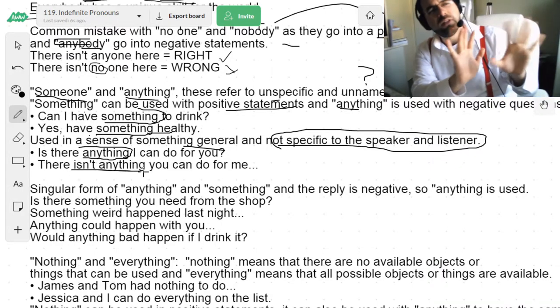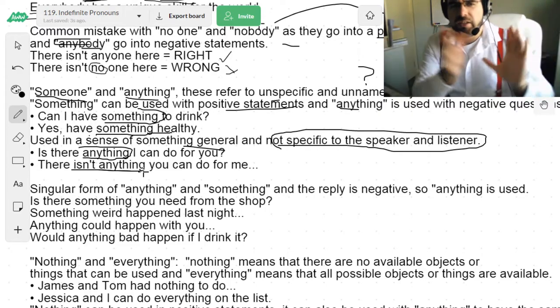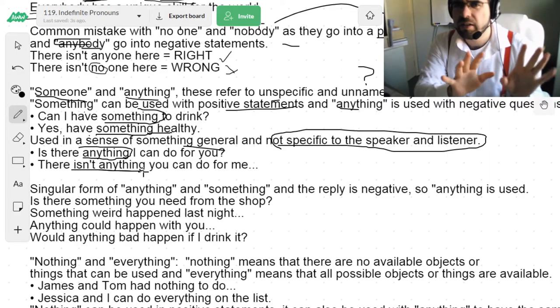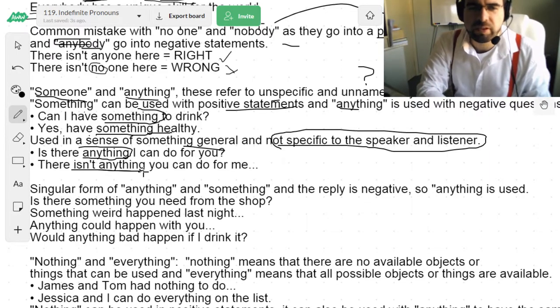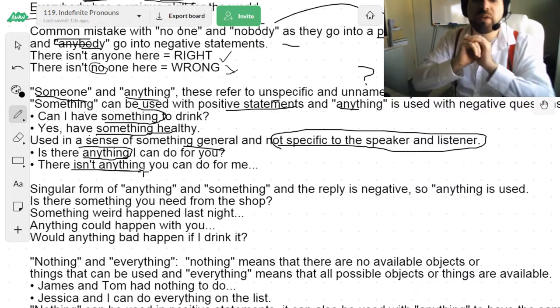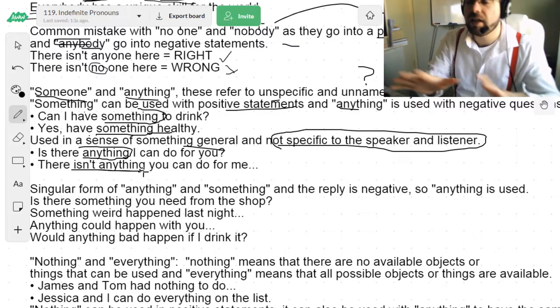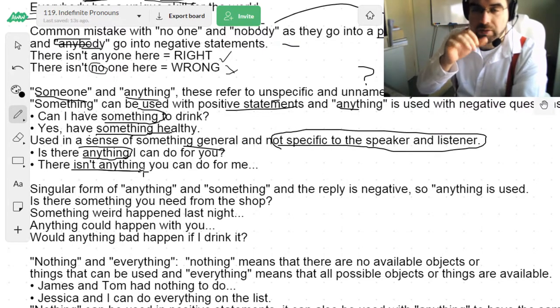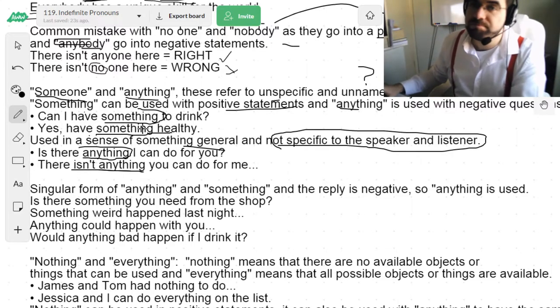Anything? There isn't anything you can do for me. No, thank you. There isn't anything you can do for me. There isn't something. There isn't anything. There isn't anything nobody can do for me. There isn't anything anybody can do. There's nothing you can do.